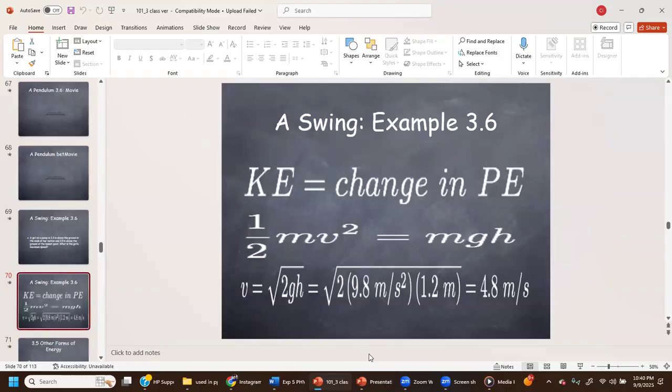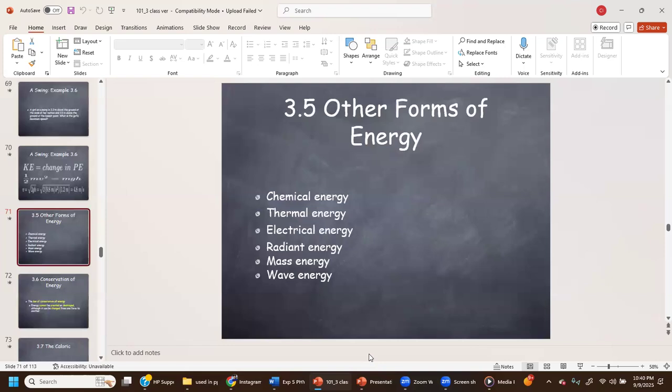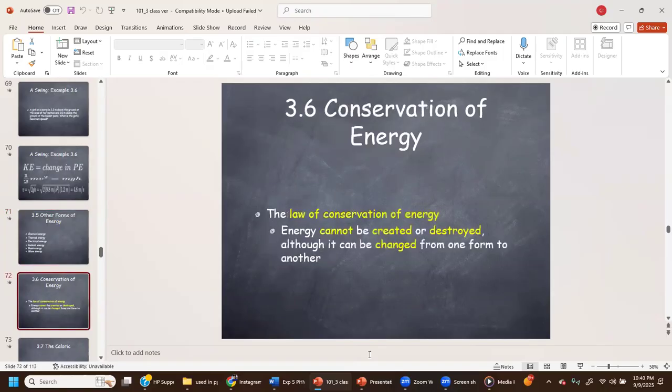Now, there are other forms of energy. You've got your chemical energy, thermal energy, electrical energy, radiant, mass, wave. There are different kinds. Again, the law is conservation of energy. Energy cannot be created or destroyed. It can be transferred from one form to another. It can go from thermal to electrical to chemical, but it cannot be created.